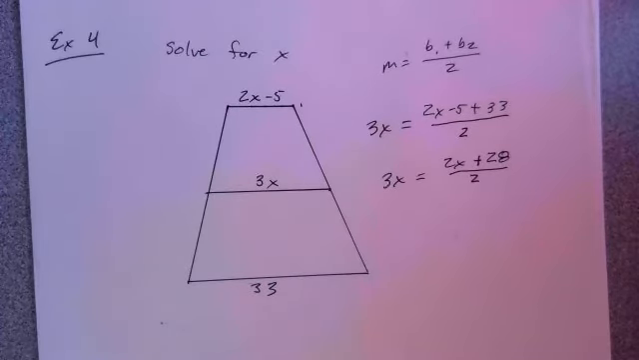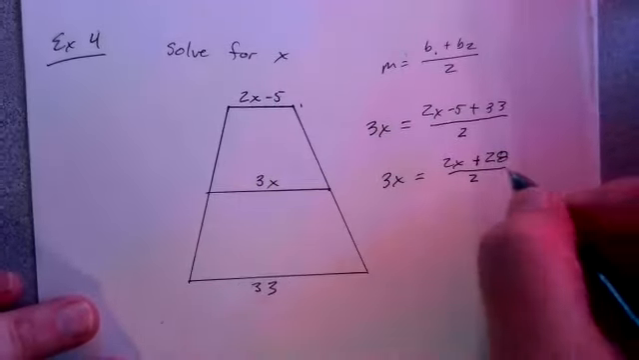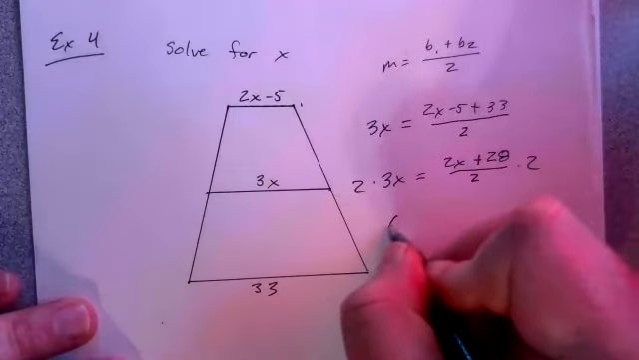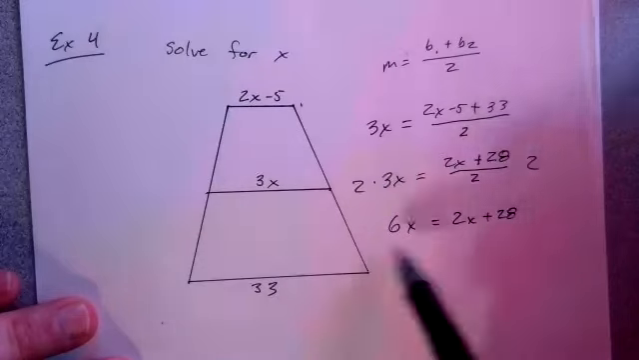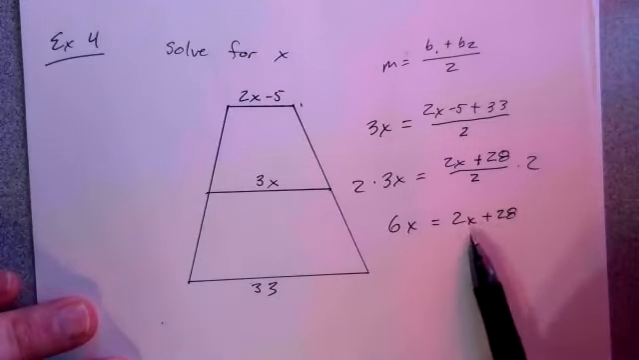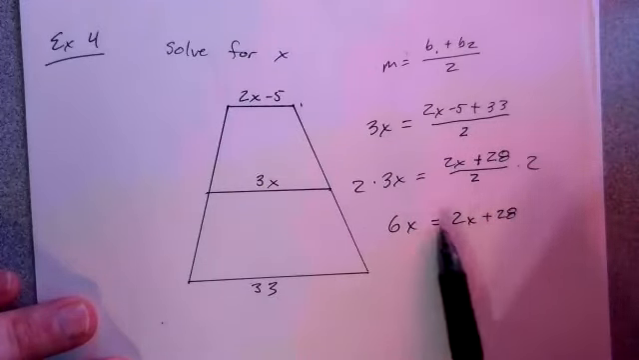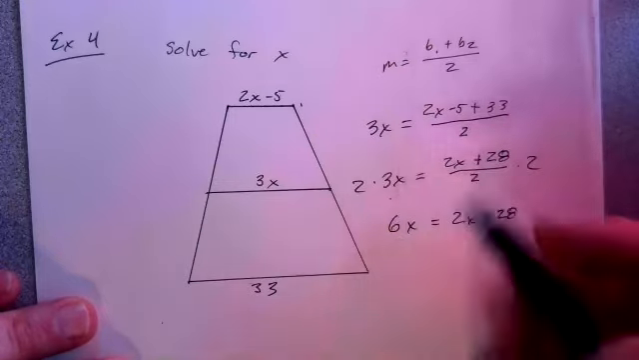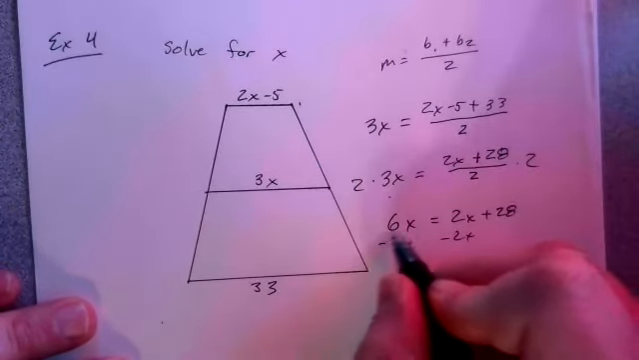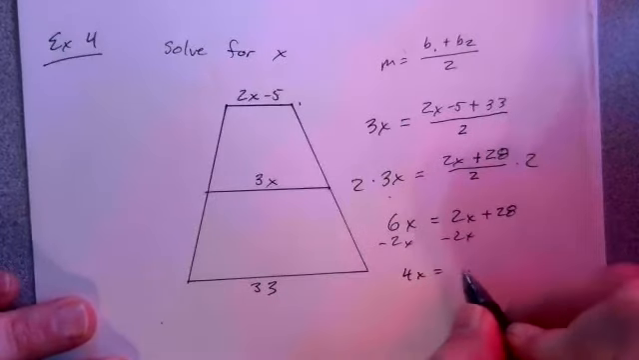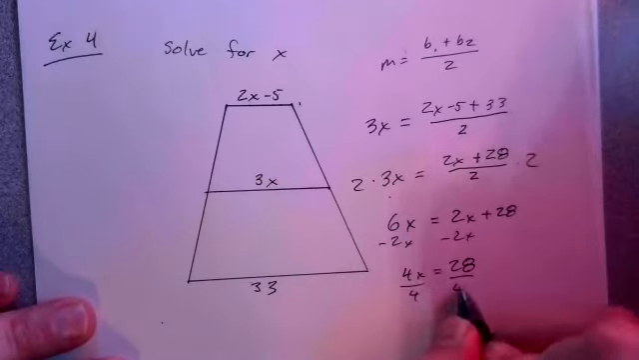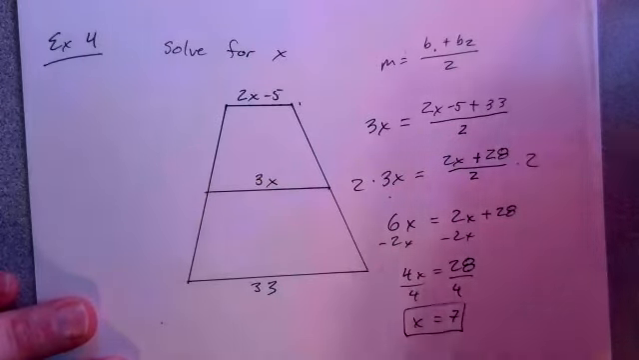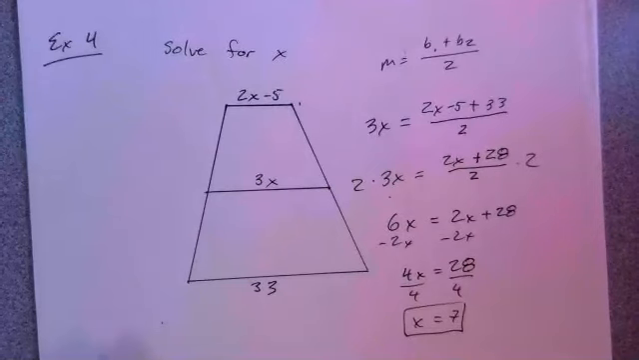Now our next step, multiply both sides by 2, because we got to get rid of that 2. So times 2, times 2. 2 times 3x is 6x equals 2x plus 28. And now we can solve for x by getting all of our variables on one side and the numbers on the other. So here we have a 2x. I'm going to subtract 2x from both sides. 6x minus 2x is a positive 4x. 4x equals 28. And now, nice and easy, x equals 7. We found the value of x.